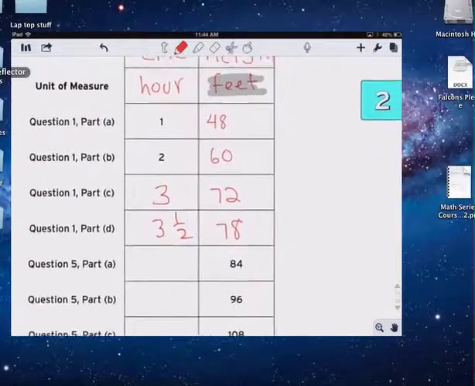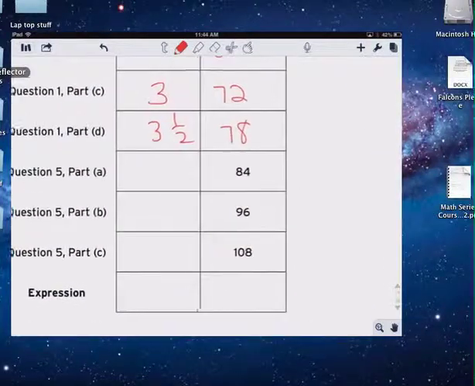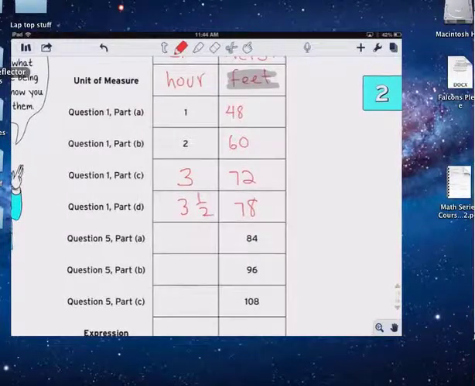Now, how long would it take to get to 84 feet? How long? 4 or 5. How do you get 4.5? Who says 4? Raise your hand. Who says 4.5? For those who say 4, why 4? What's your name? Desiree.